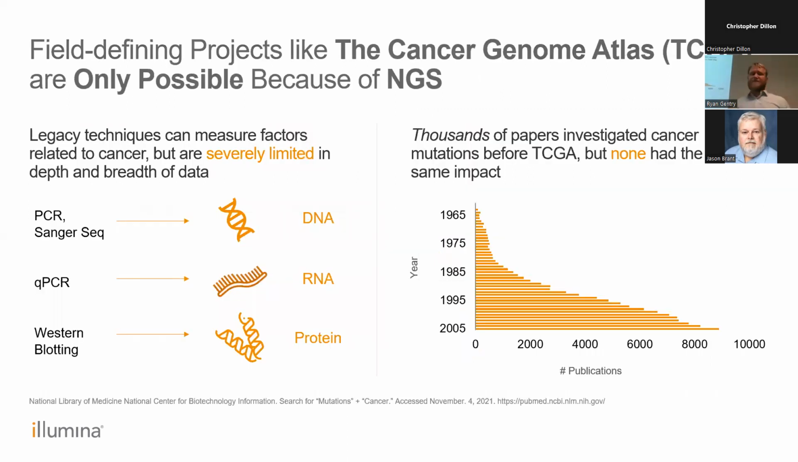Now, in this example right here, we're talking about what used to be done versus what is done now. Before next-gen sequencing, the way we used to look at DNA was a lot of PCR, a lot of Sanger-seq, qPCR for RNA, and Western blotting. Those were really specific. You had to develop primers and you looked at small areas of the genome. But now with next-gen sequencing, we can do these larger projects.